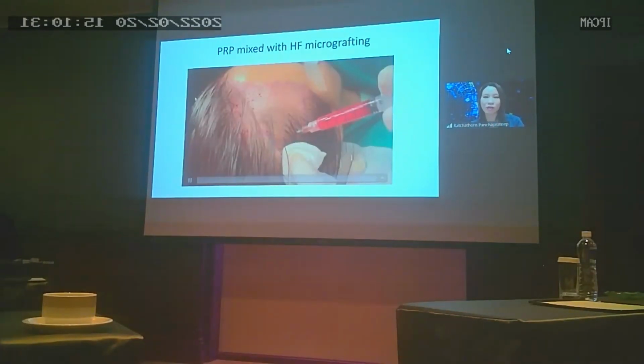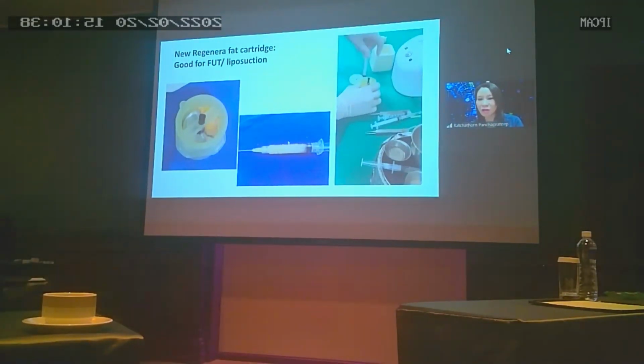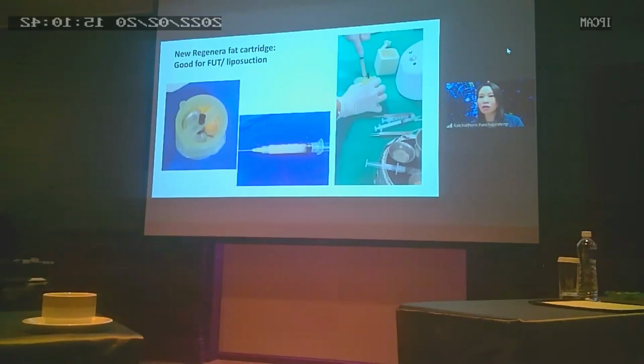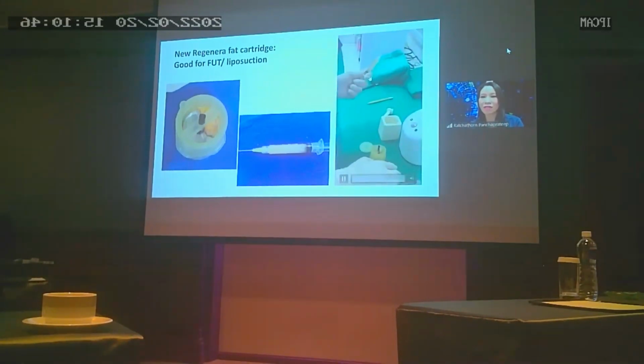This is a new cartridge that is approved for FUT. It's the big one, so you get a thicker one. You can see it's very thick. It's a solution that contains a lot of the dermis and fat stem cells. It's very good for regeneration.